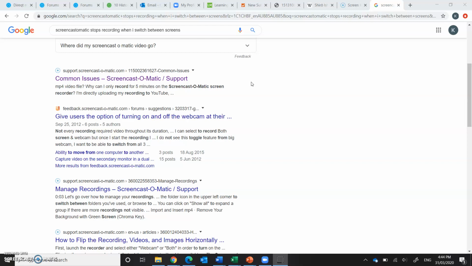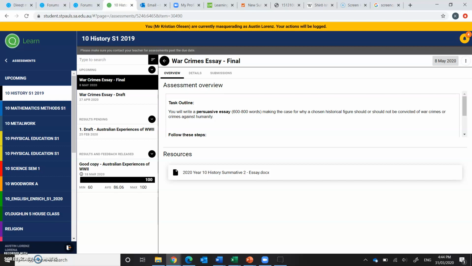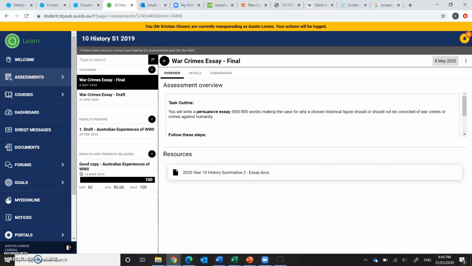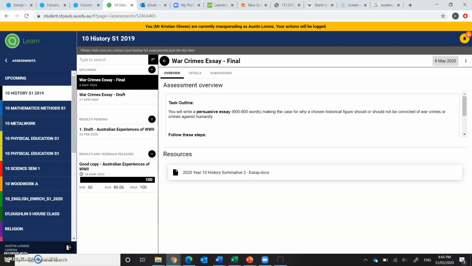Okay, so if you go into, I'm just masquerading as Austin here, if you go into your sector, into the assessments tab, into Year 10 history, you'll come across these two assignments here. The draft of this essay is due on the 27th of April, which is the first week back. And the War Crimes essay final is due on the 8th of May, which is the week after that.